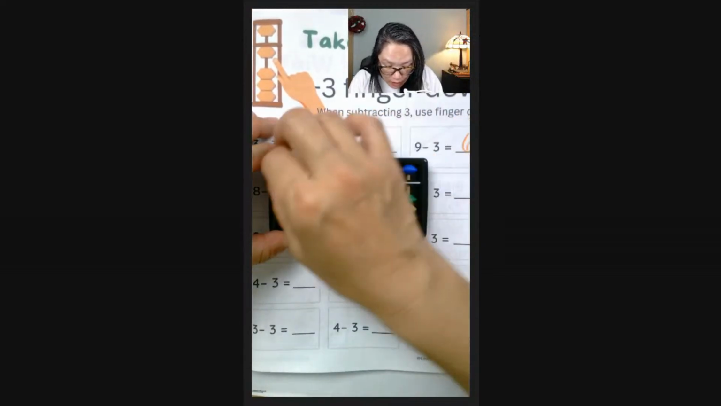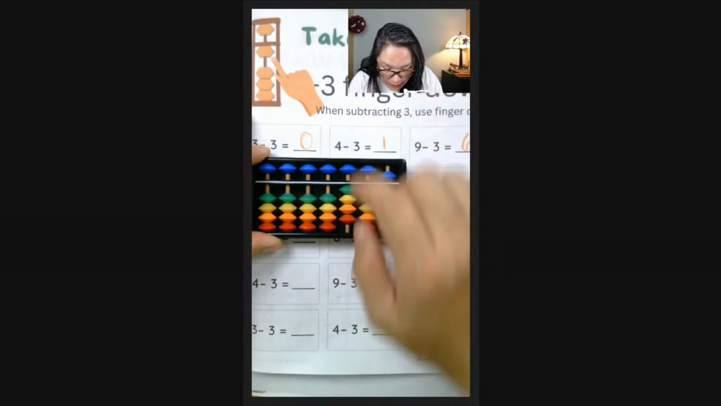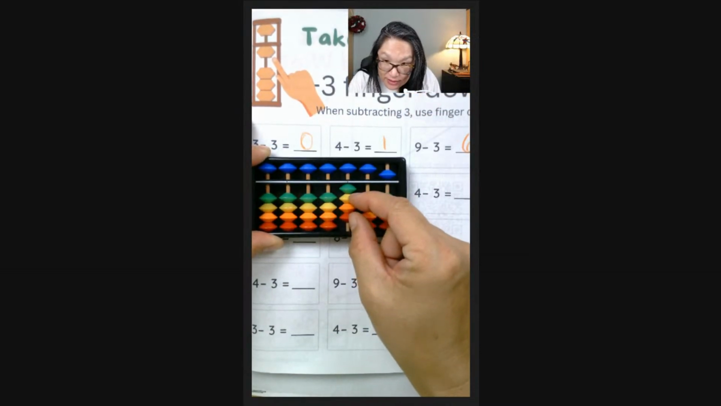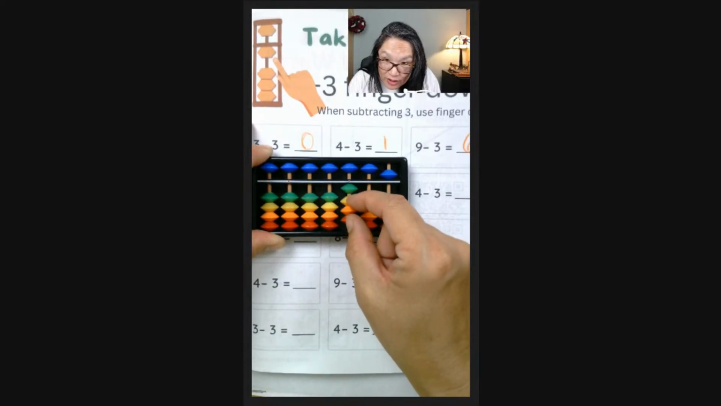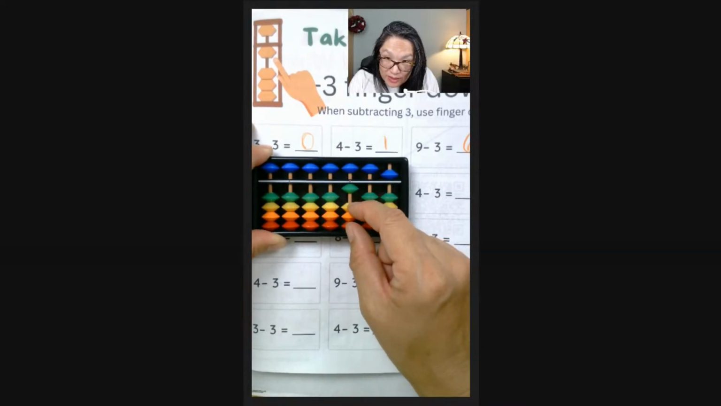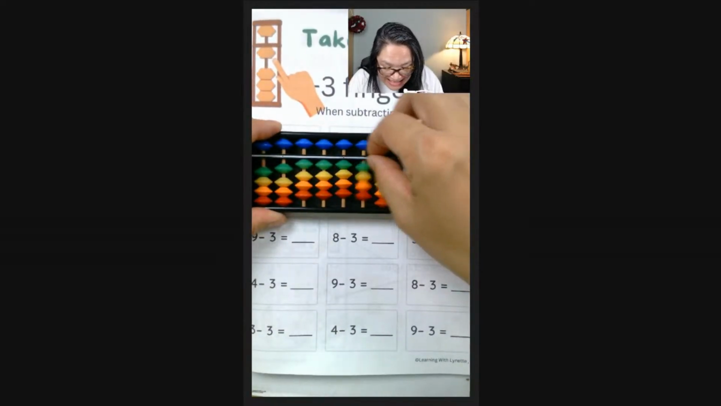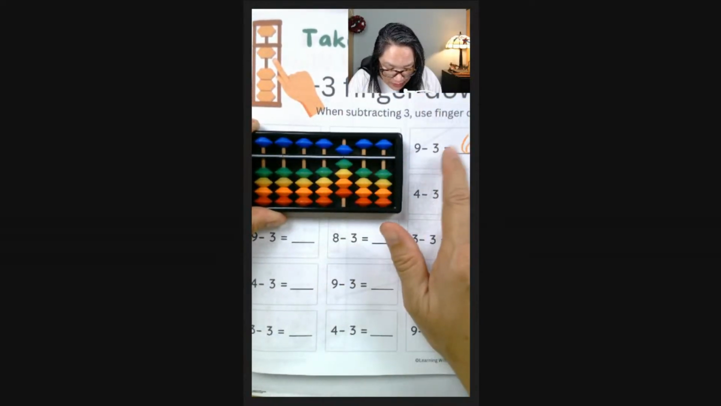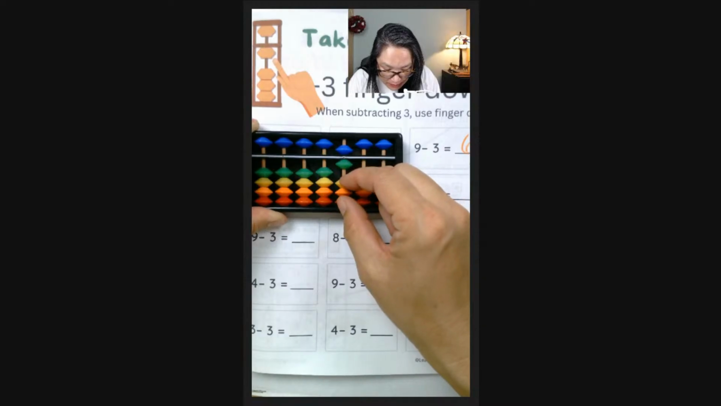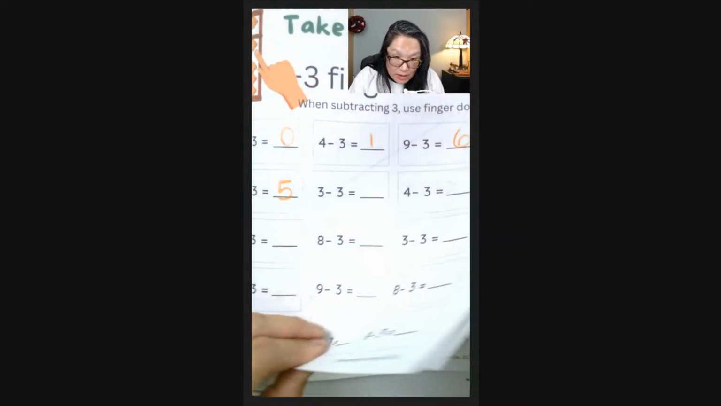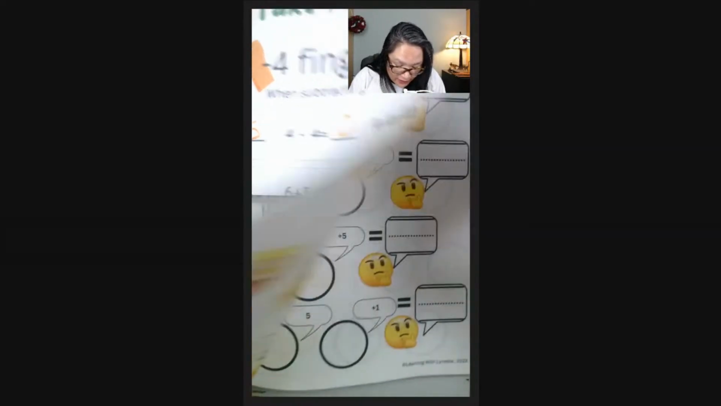When I have 4 and I take away the 3, I just take away these 3 beads. It doesn't matter which 3 beads you take, you just take away 3 beads. So these are the 3 beads you take away. So my final answer is 1. And then we do it again. Here is 9, and I take away 6: take away 3, take away 3. My final answer is 6. That's easy. Yes, it's very easy.